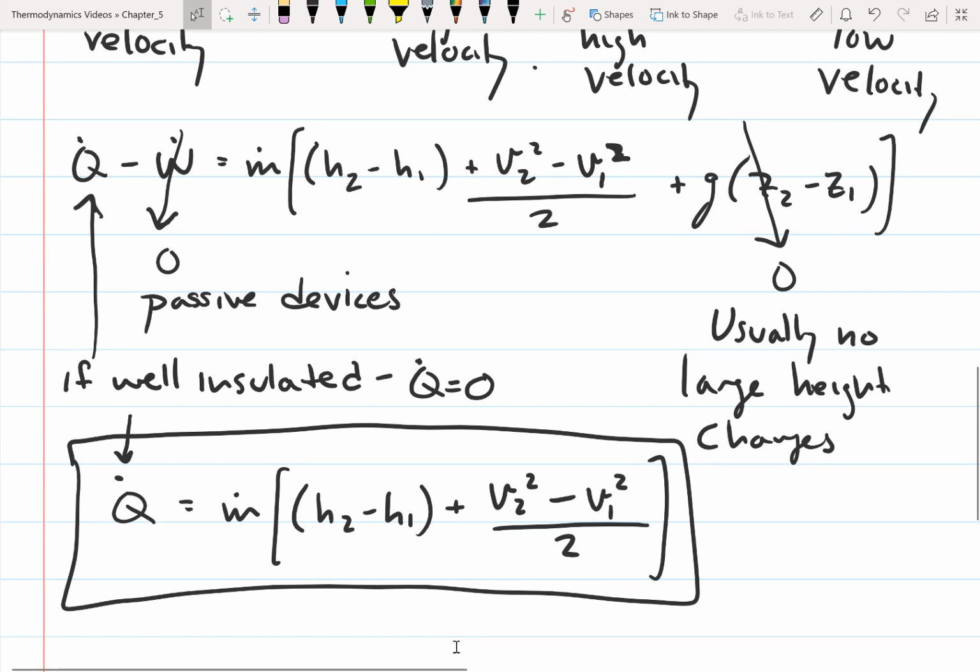So first of all, we're assuming that it's single stream steady flow. Basically a steady flow means that it's not in a startup or shutdown phase, so it's been flowing for a while, and the mass into the nozzle or diffuser is equal to the mass out. We're also assuming that the change in potential energy is negligible, so in other words, there's not a large height change. And we're assuming that there's no work input or output. Alright, so that's for a nozzle or diffuser.